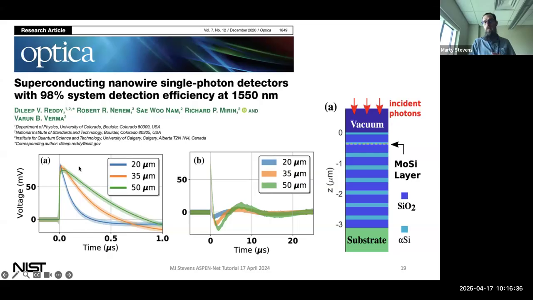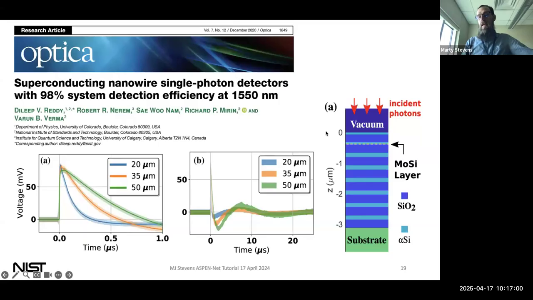Now I want to walk through where we are at in terms of state-of-the-art detectors. Well, this is a result out of our group at NIST from now 4 or 5 years ago. Just realizing I put the wrong year on my slides down here. We're still living in the past. So this was a very nice result. Varun Verma and Dilip Reddy made this device and tested it.